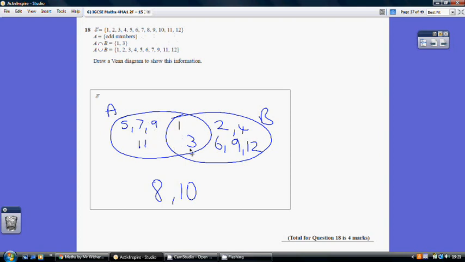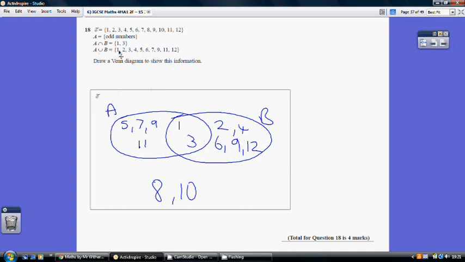So I've got the ones in the middle, I've got the rest of A, and now I'm going to focus on these numbers over here. So A union B is this list of numbers. Now union means that the numbers are either in A, or they're in B, or they're in both. So I need to have all these numbers here stretched across the two rugby balls.